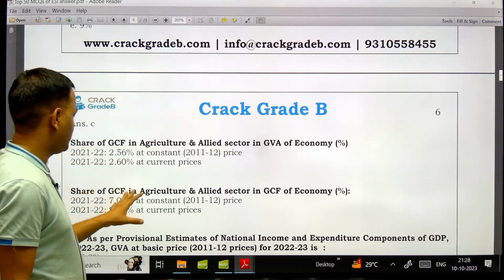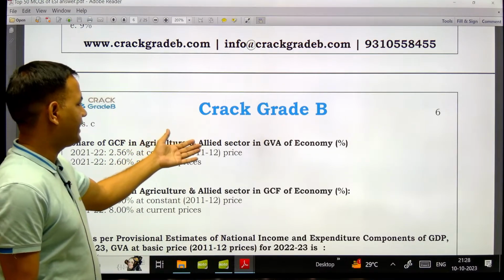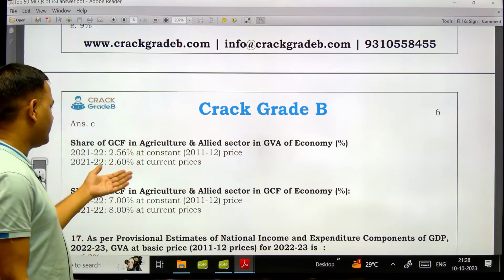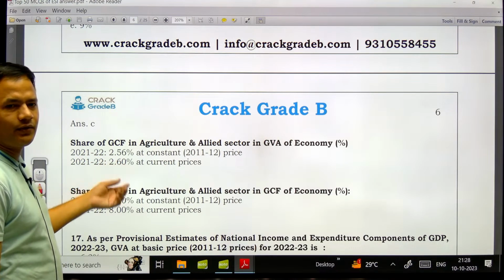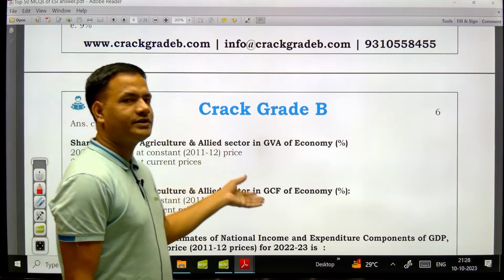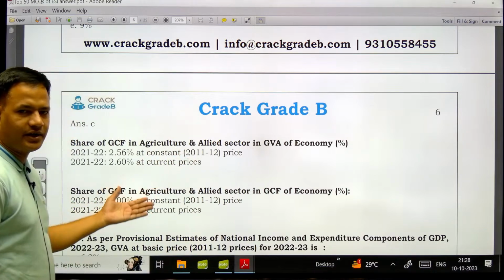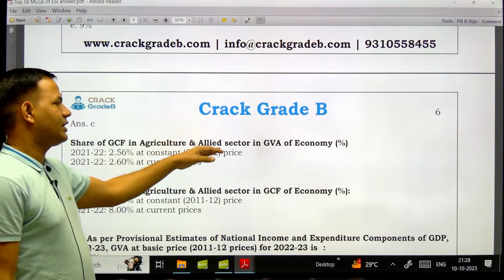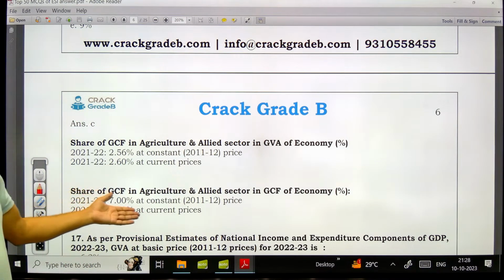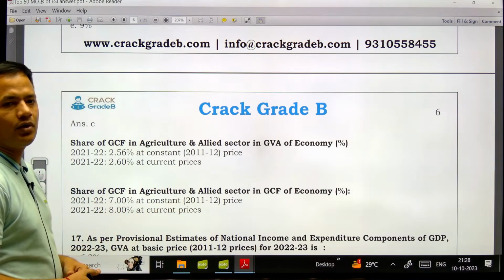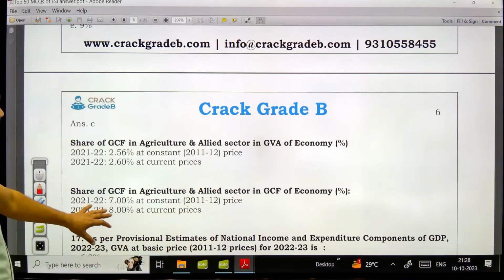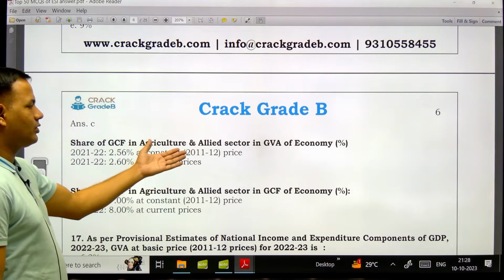There are two types of data. One is gross capital formation in agriculture sector in total GVA of economy. Two prices are there, constant and current. Though both are approximately equal, so you can easily cram. And the share of GCF in total GCF of the economy. Though two types of data are there. One is share of GCF in agriculture and allied sector in GVA of economy, that is 2.56 and 2.6, and share of GCF of agriculture sector in total GCF of economy, so that is 7 and 8%. So this can also be asked, or this can be asked.